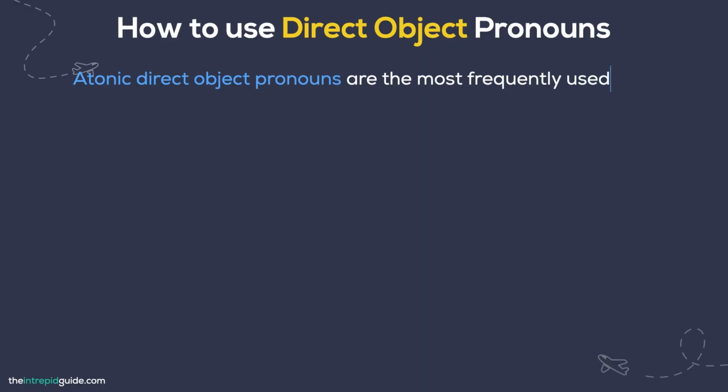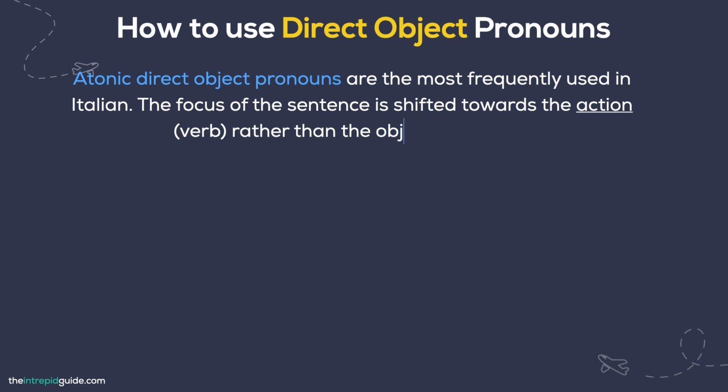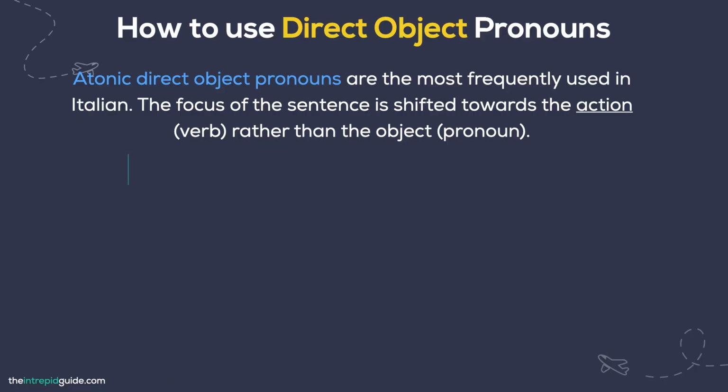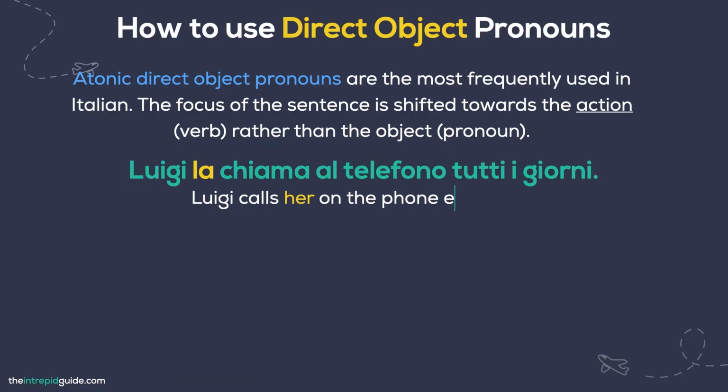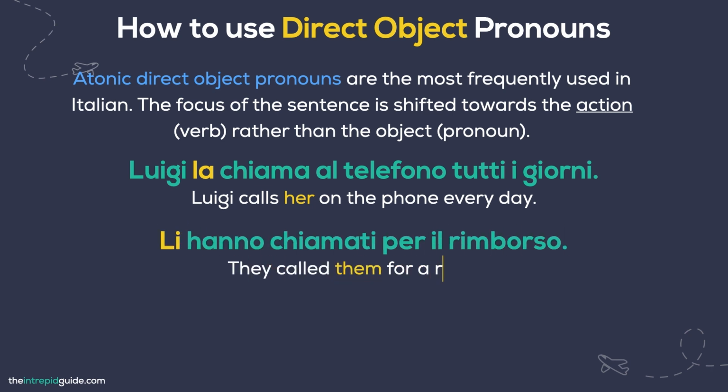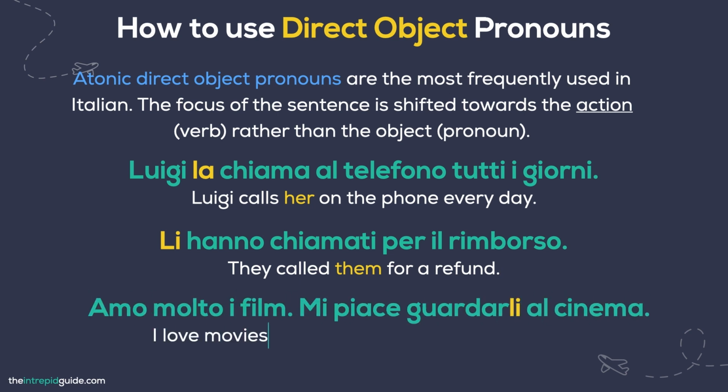Atonic direct object pronouns are most frequently used in Italian. With them, the focus of the sentence is shifted towards the action or the verb rather than the object or the pronoun. They are placed before the conjugated verb. Take a look at these examples. Luigi la chiama al telefono tutti i giorni. Luigi calls her on the phone every day. Li hanno chiamati per il rimborso. They called them for a refund. Amo molto i film. Mi piace guardarli al cinema. I love movies. I like to watch them at the cinema.